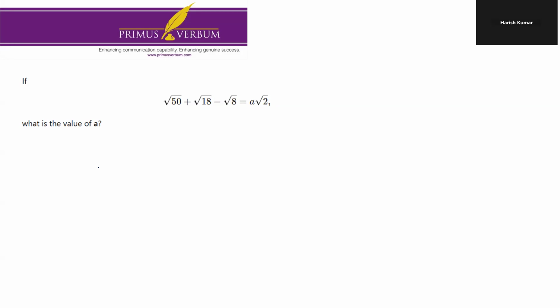If root 50 plus root 18 minus root 8 is equal to a root 2, what is the value of a? Of course, here root refers to square root. So let's solve this problem.